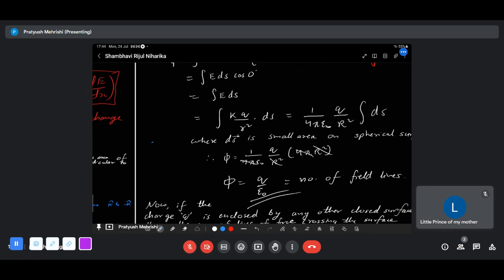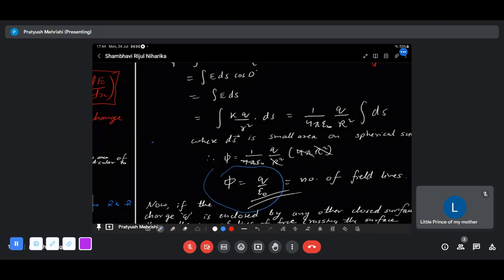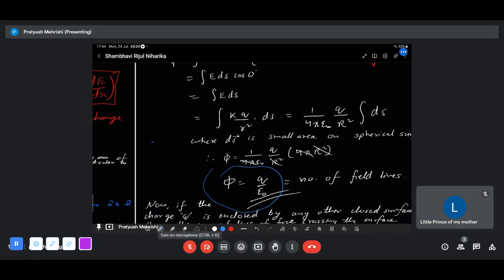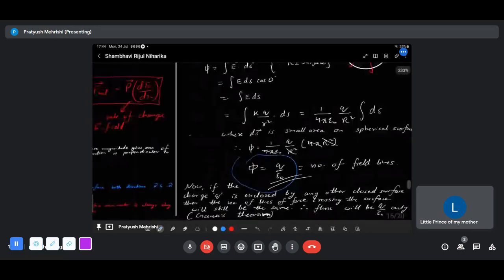Now, integrating ds will give us the total surface area. As soon as we get the total surface area, we get phi is equal to q upon epsilon naught. Most important formula. Phi is equal to q upon epsilon naught. Okay. Got it now?